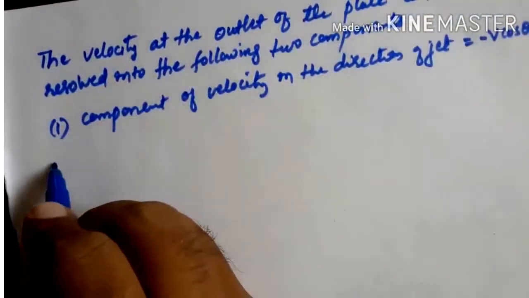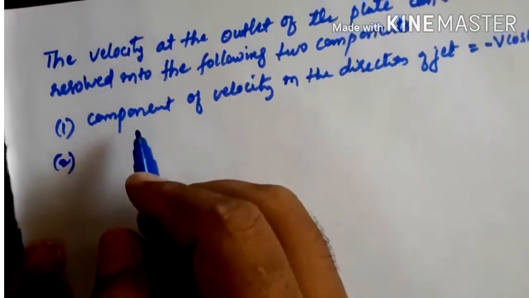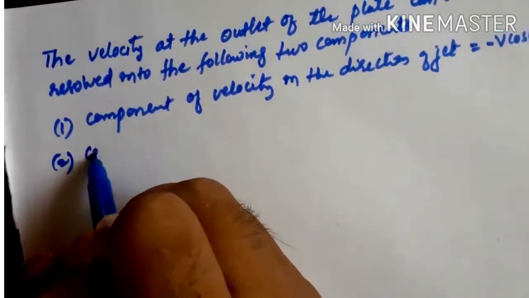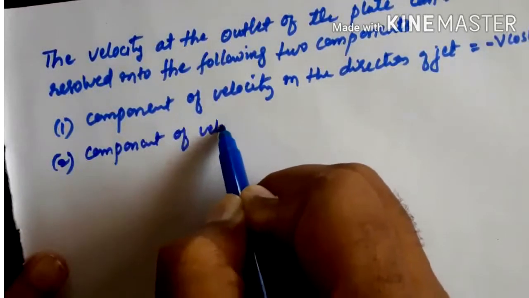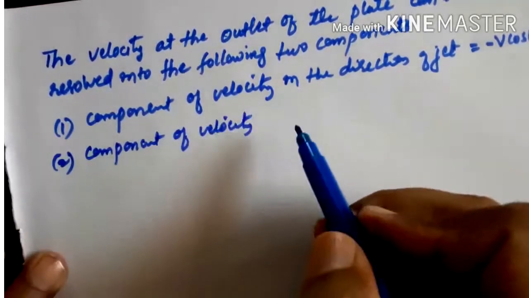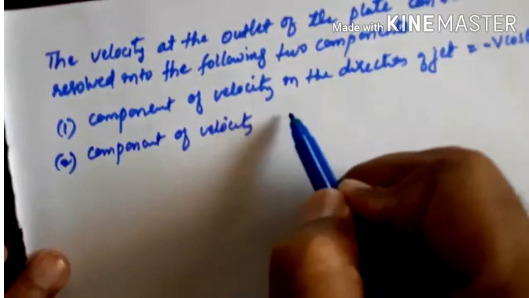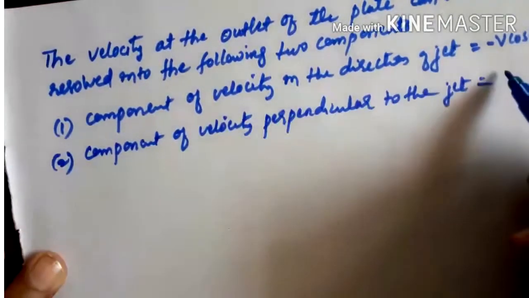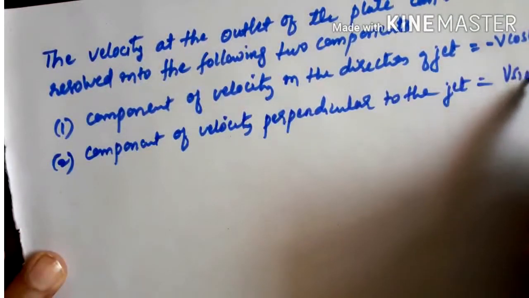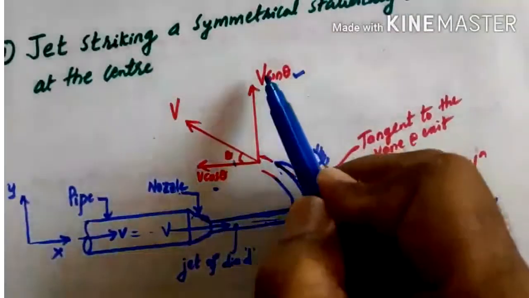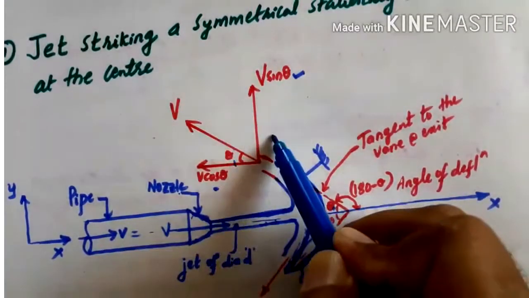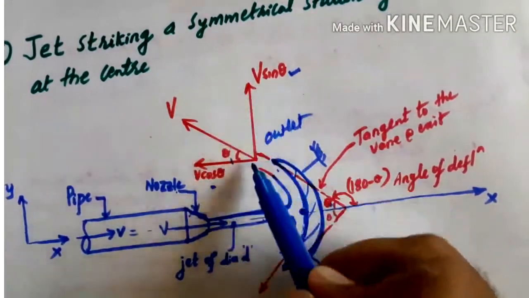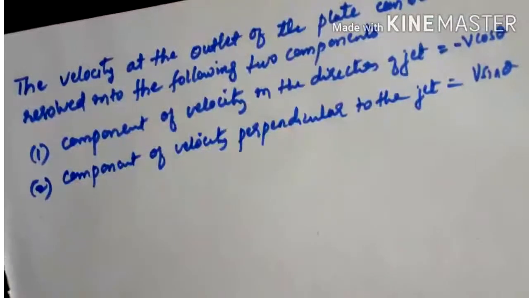Okay, the second component, what we get? Component of velocity perpendicular to the jet, that is we get v sin theta in y direction. So we get two components at the outlet. This is inlet and this is the outlet. So one is v sin theta and the other is v cos theta.